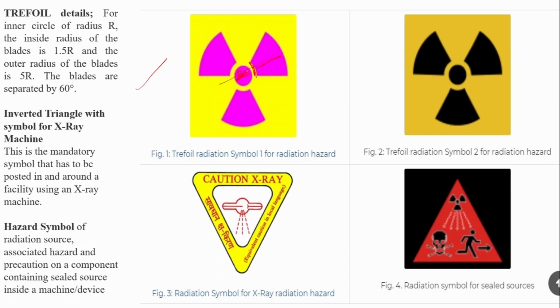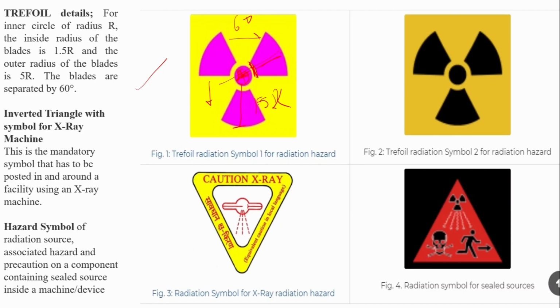So the inner circle has a radius R, the blades begin at a radius of 1.5 R, and the outer circle has a radius of 5 R. In this proportion, the blade to blade difference is 60 degrees. In this proportion, the radiation symbol is prepared for radioactive material, and this is another trefoil radiation symbol for radiation hazard. Both symbols can be used as an alert for radiation hazard.